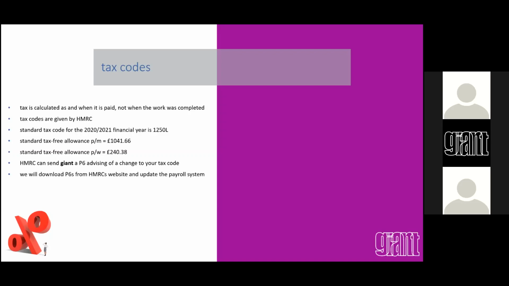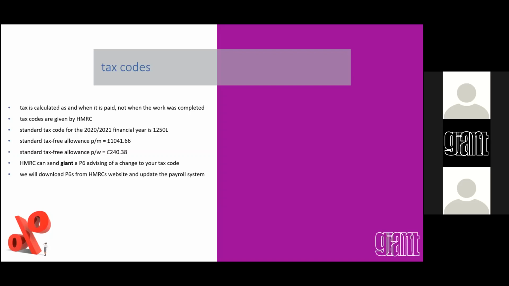This is called a P6 notification. A P6 notification can change your tax code or tax-free allowance. This can be a reduction or increase in allowances. A P6 notification will override any prior information held. So if you provide a P45 or P6 and it is reviewed and received from HMRC, we will apply the tax code from the P6 as it comes directly from HMRC.